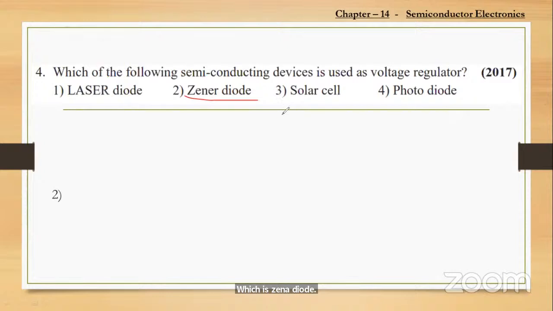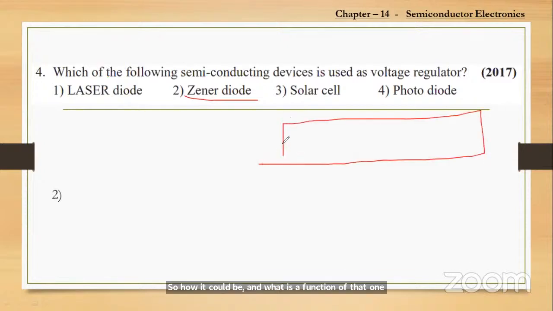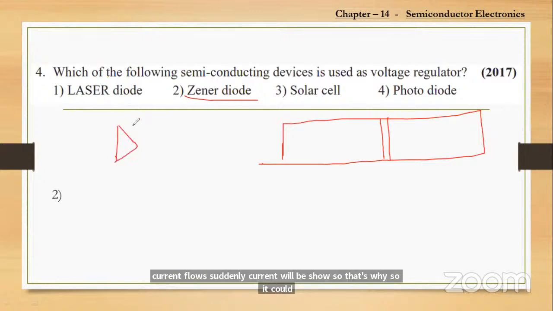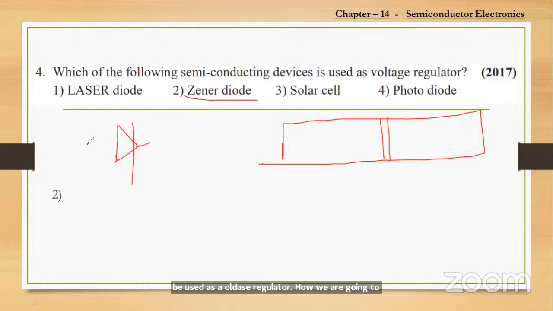Very simple. It is very well known that a Zener diode is heavily doped. So the depletion region is very small, and when reverse current flows, the current suddenly flows. That's why it can be used as a voltage regulator. How do we represent a Zener diode? This could be the representation. You need to write it with a Z symbol.